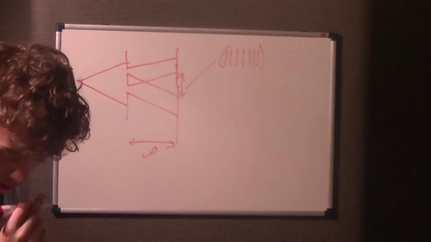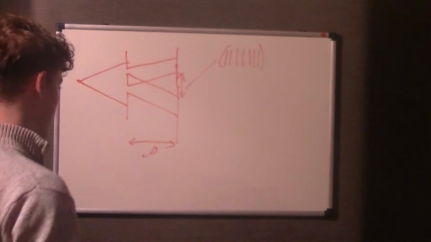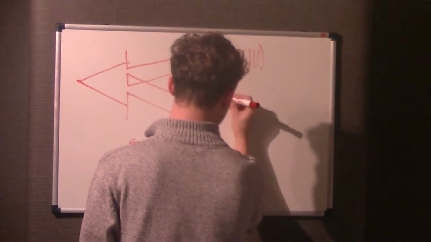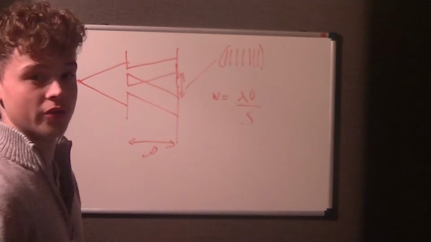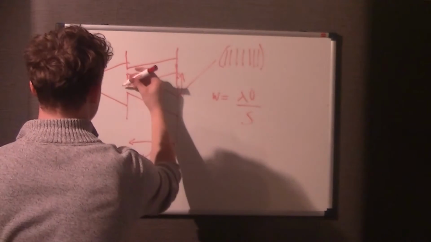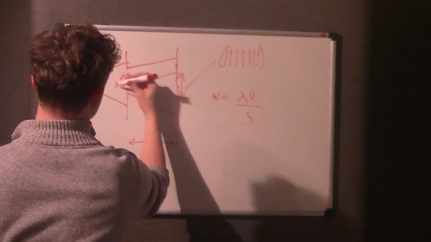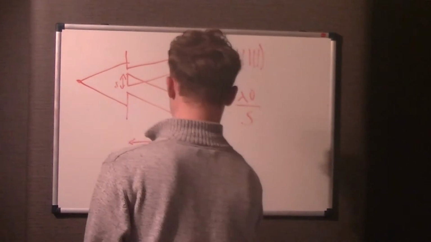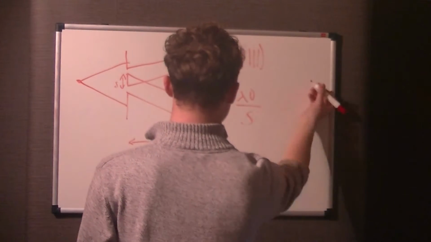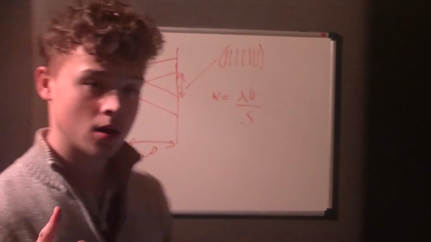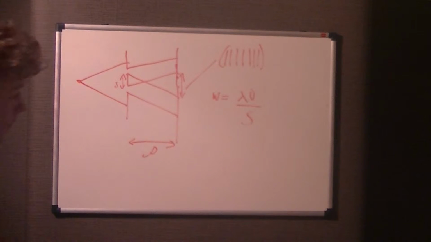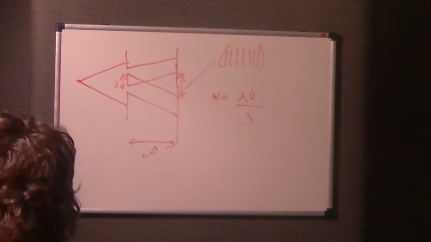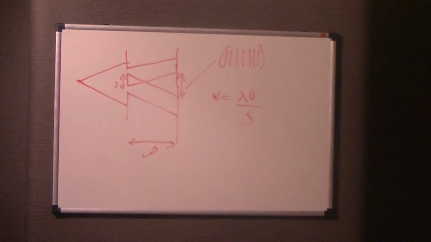Now we use exactly the same formula as we did before. W equals lambda D over S. They correspond to the same things, so S is that, and D is that. Lambda is the wavelength, which is normally measured in nanometers, which is 10 to the minus 9 of a metre, by the way. You can look it up, but that is what it should be.